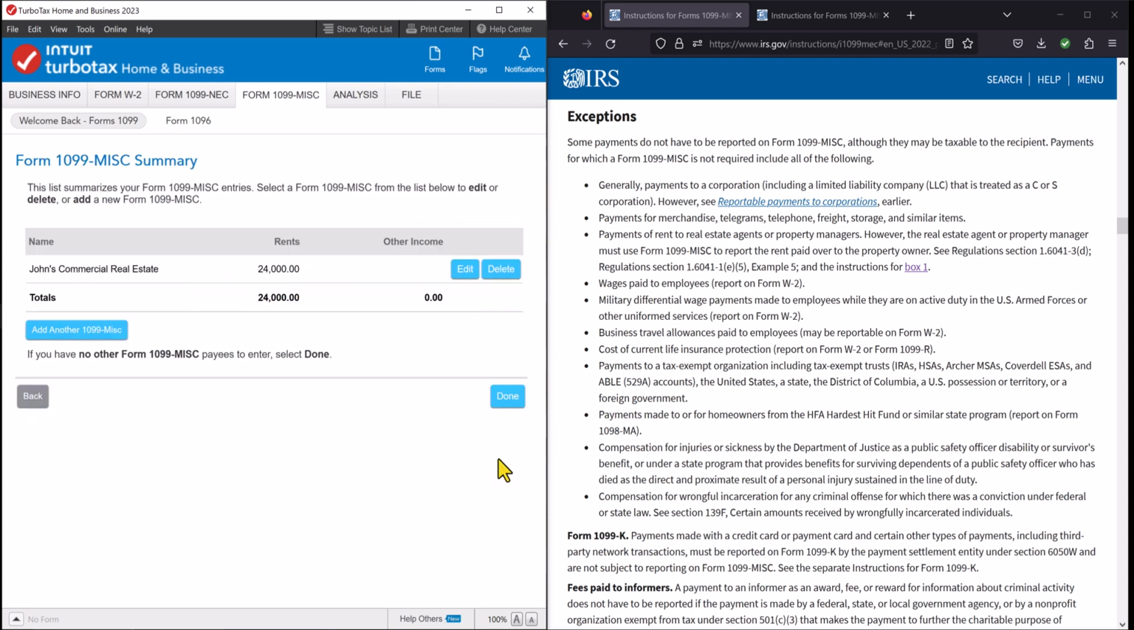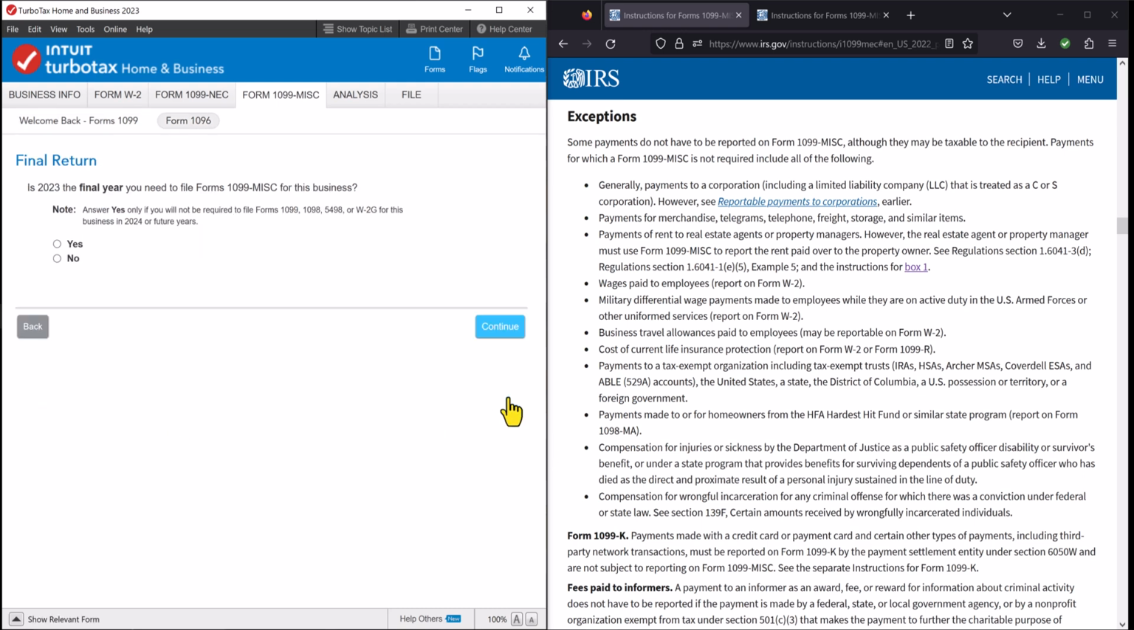Let's hit continue. Okay, and here is your 1099 miscellaneous summary. If you have more than one 1099 miscellaneous, because let's say this is for your building you're paying rent on, but you may rent machinery, you may rent other things, you may have more than one business or individual that is collecting rent from you, you will have a list with multiple 1099 miscellaneous right here. So we're going to hit done.